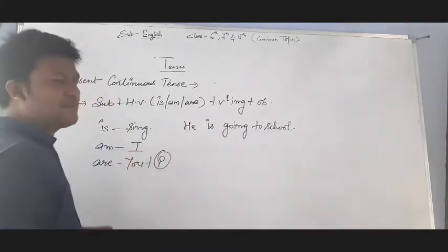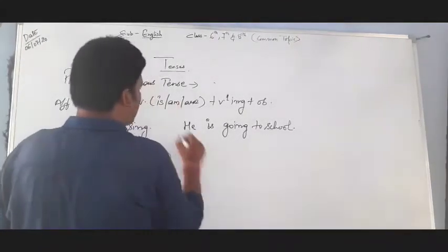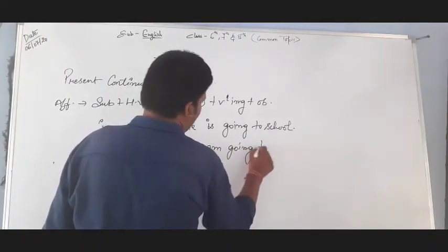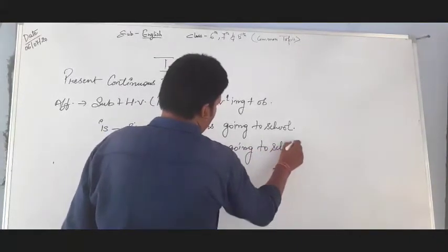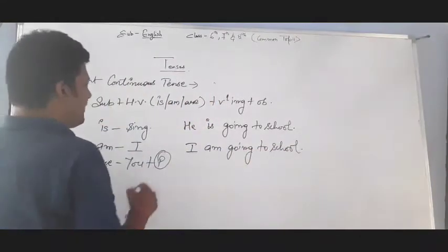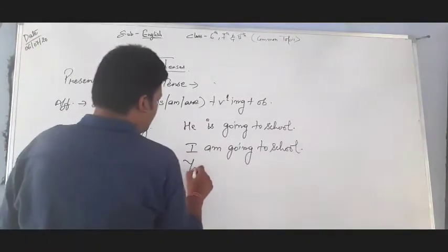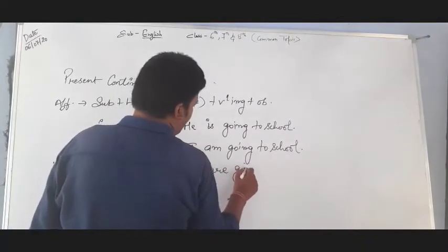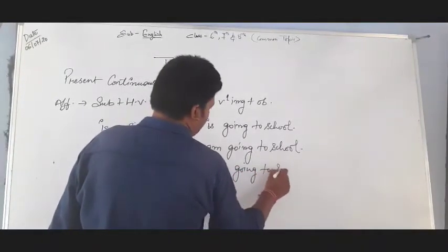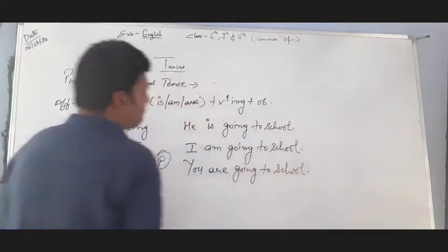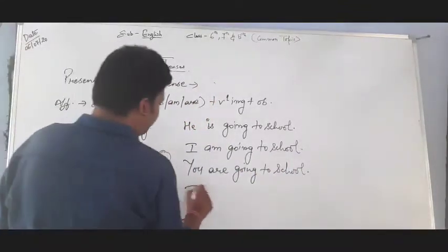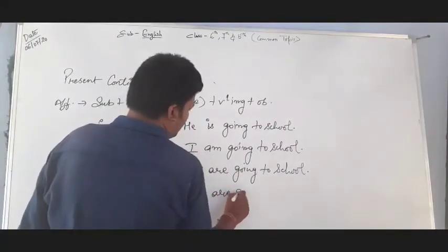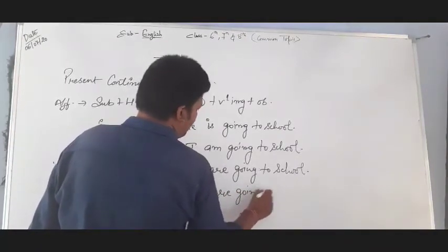Now let's take the subject I. With I use am, I am, again verb first form and ing, which becomes going to school. Now let's take the subject you. I will choose are as auxiliary verb. You are going to school. Let's take one more subject as they. Now they is a plural subject. I will choose are. They are. Go plus ing becomes going to.